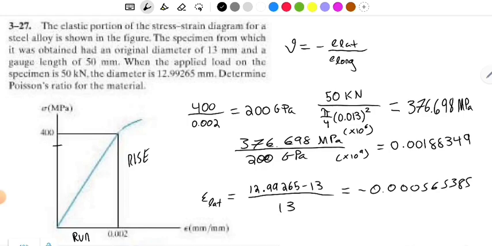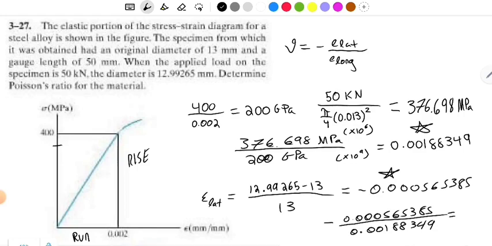Now this Poisson's ratio is negative of this value over this value, right? So we have negative 0.000565, and you may save some time here by simply knowing that both of these you could write as times 10 to the minus 3, but I will write it all out for simplicity. And you'll equate that, and you'll get that you have a Poisson's ratio of 0.3.